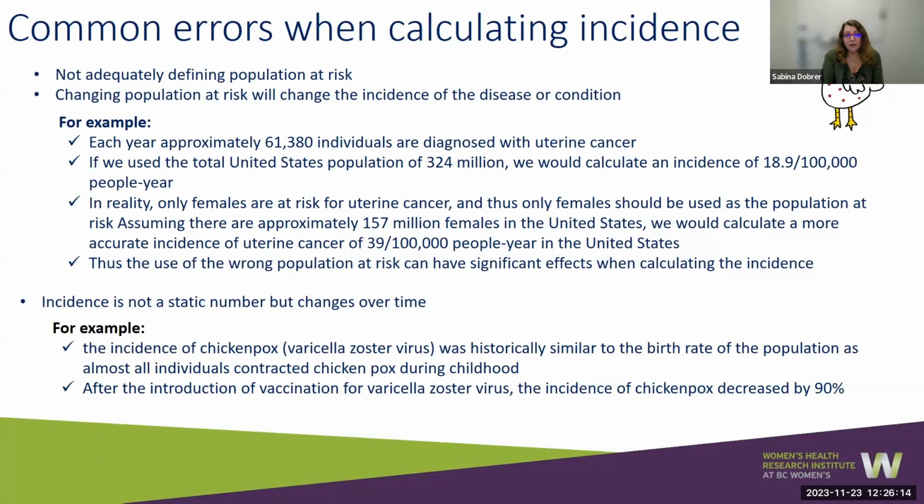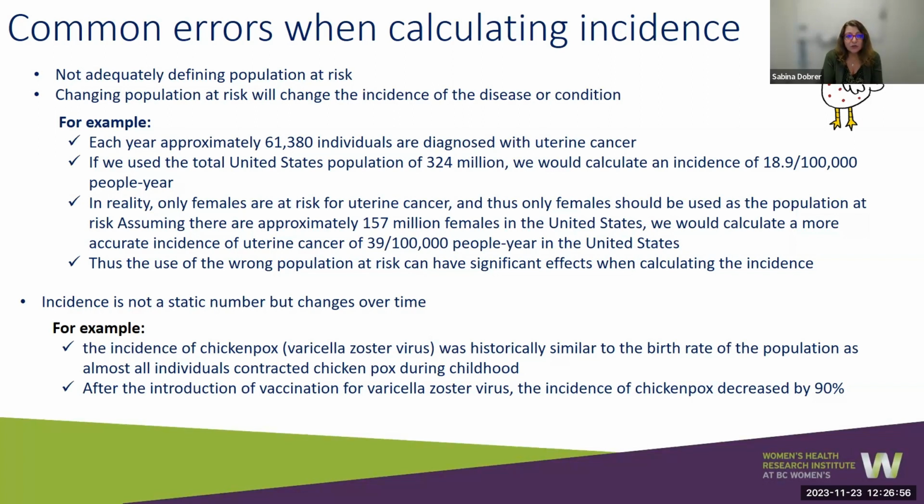So there are a lot of common errors that I personally have seen when calculating the incidence. And one of the most common errors is defining our population at risk incorrectly. We say, oh, we have this population, we're going to calculate the incidence over this population over a period of time. But actually the most important thing in this calculation is to understand what the population at risk is.